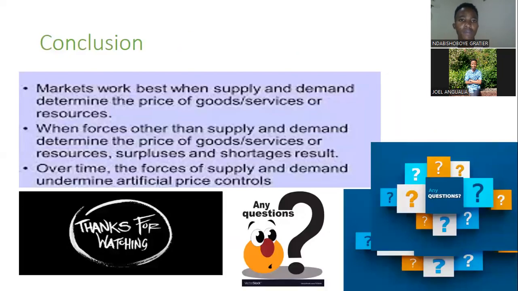So in conclusion, members, markets work best when supply and demand determine the price of a good or service or resources. So at this point, markets work better when we are at the equilibrium. When forces other than supply and demand determine the price of goods or services or resources, surplus and shortage result. Over time, the forces of supply and demand undermine artificial price controls.